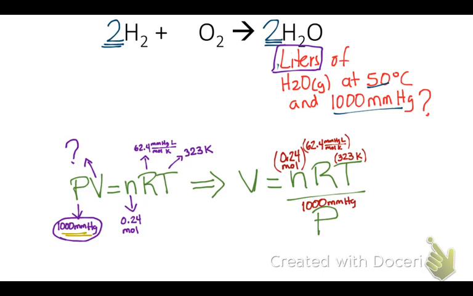Okay, I cancel the units. Mole with mole, Kelvin with Kelvin, millimeters of mercury with millimeters of mercury, and now I have liters. And the value, Andres, is? 4.84. Huh? 4.84. Okay, so this is the answer: 4.84 liters of water vapor.